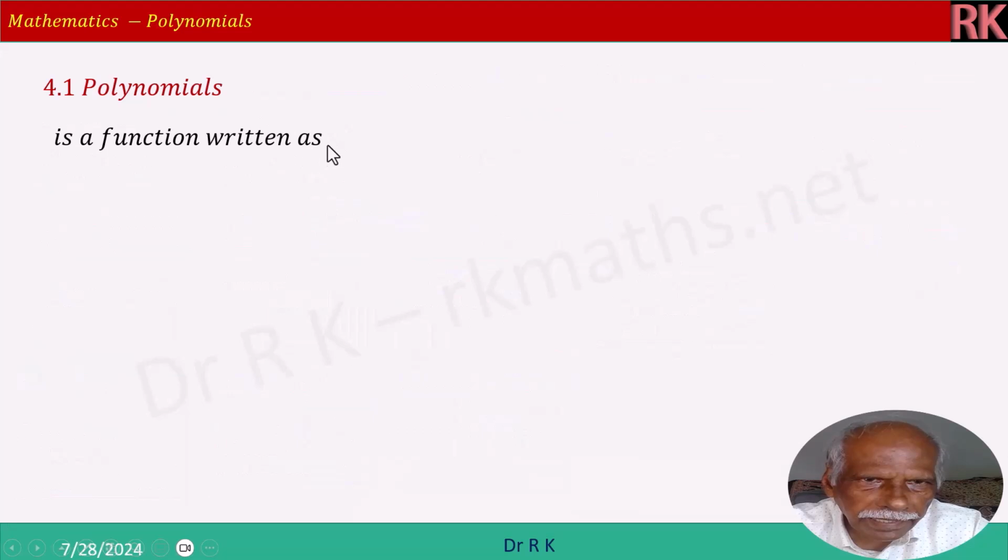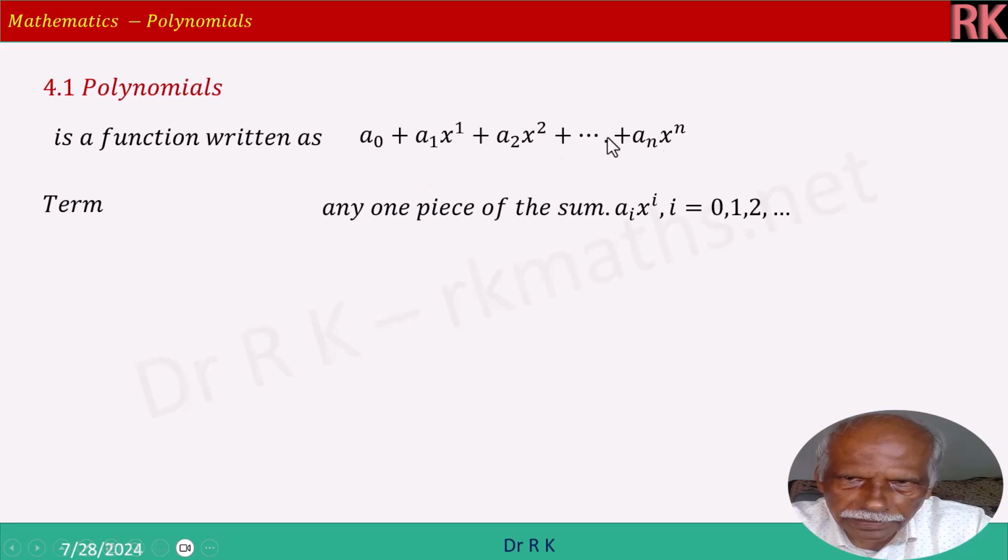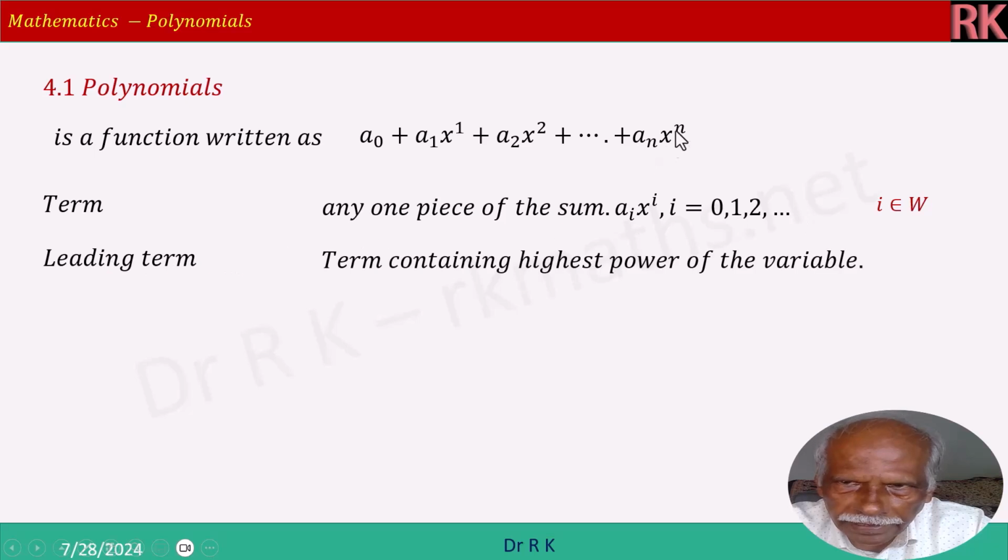Polynomial is a function written as a0 plus a1x plus a2x squared going on up to an x power n. N is the highest power. Term is any one piece in this sum, ai x power i, where i is an element of whole number, that is 0, 1, 2 or any natural number. Leading term is the term containing the highest power of the variable. X power n is the highest power of the variable here. Therefore, an x power n is the leading term.